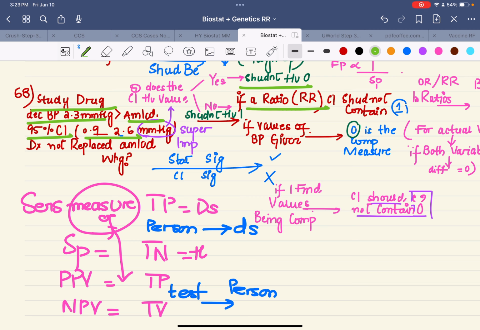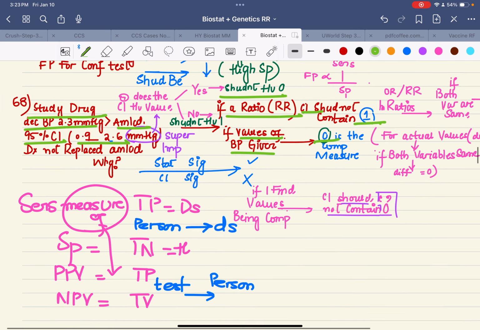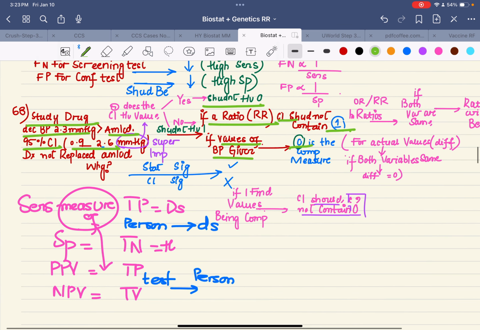Whenever we are comparing the ratios, such as the risk of development of cancer with ibuprofen versus no ibuprofen use, then we will say that the confidence interval should not have the value of 1. Whereas the values of blood pressure are given where we do a subtraction or difference, then 0 should not be present. Right? So in this situation, we already found out that 2.3 millimeters of mercury is not clinically significant, but the results are statistically significant because this range, 0.9 to 2.6, does not have the value of 0. Okay? So I hope this was clear.